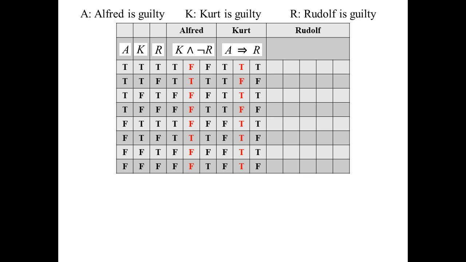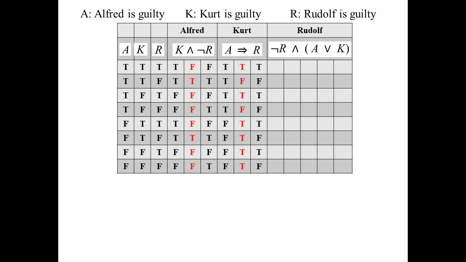Okay. Rudolph's was a bit more involved. Rudolph's statement, the negation of R, because he said, if Rudolph is innocent, right. So we have Rudolph being innocent and we have either A or K. So that's basically how we would write Rudolph's statement down. So let's fill in. Okay, R is the negation of R, so I change the value of R. A, write down the value of A. K, write down the value of K.